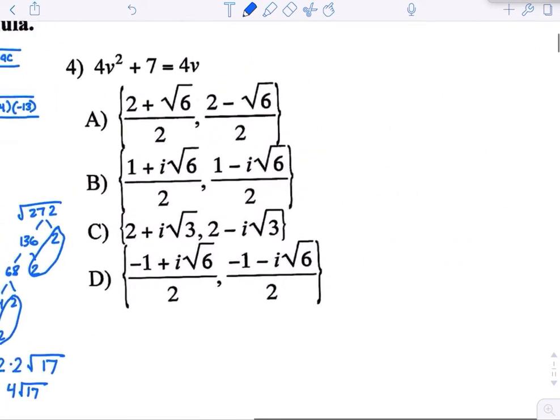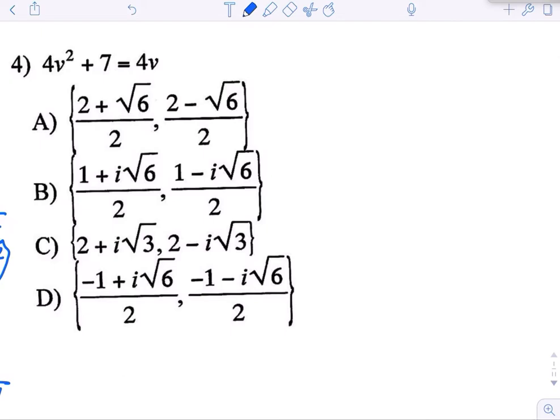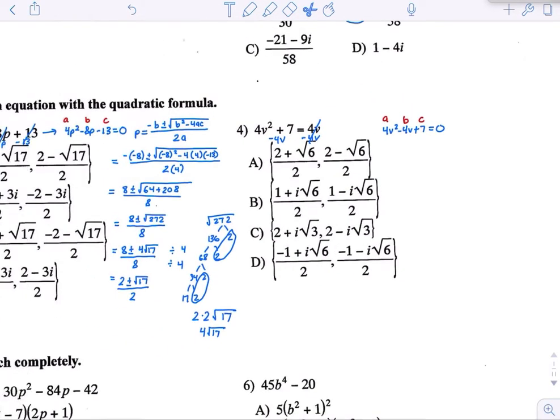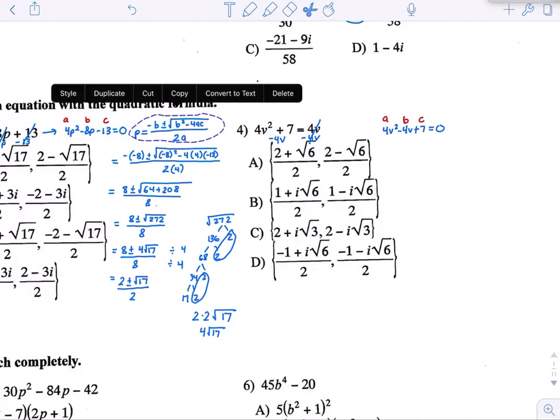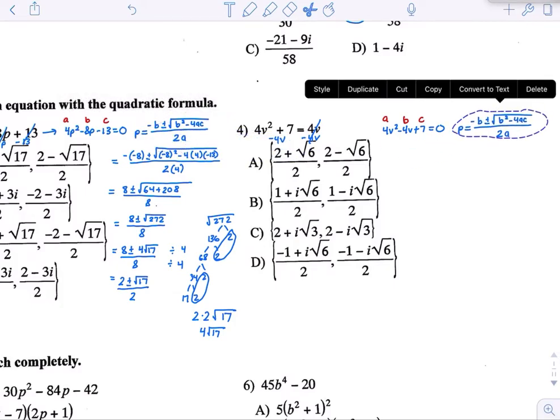Okay, number 4. Okay, move everything to one side, right? Set it equal to 0, so minus 4v from both sides. That's going to be gone, right? So we're going to have 4v squared minus 4v plus 7 is equal to 0. Okay, I'm going to label A, B, and C. And let me just drag this over here so that you guys have the formula.